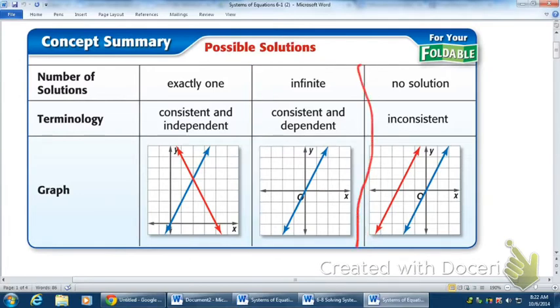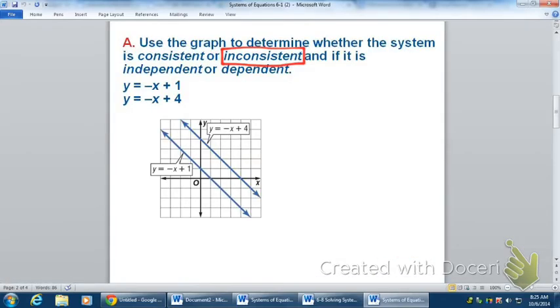Now, this third one is no solution. They do not intersect at all, and they're not on the same line. There's no solution, and they're inconsistent. So whenever you see parallel lines like that, think inconsistent and no solution. Look at your table, and you can tell that's inconsistent. And if it is independent or dependent, it's neither. It's no solution, so you would write no solution.